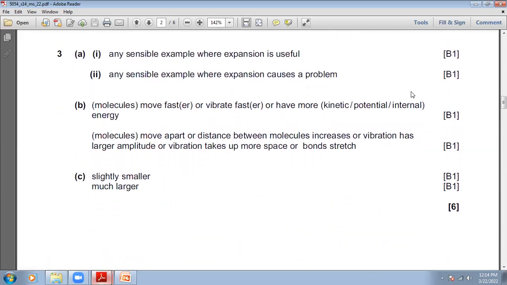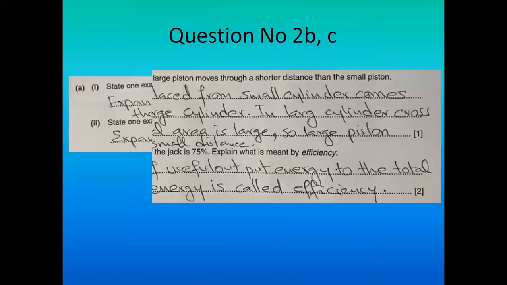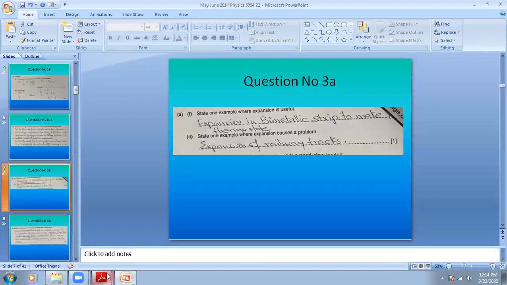He says any sensible example. Okay, so we can give a sensible example. So here we go: expansion in the bimetallic strip to make a thermostat. And one example where expansion causes a problem: expansion of the railway tracks.